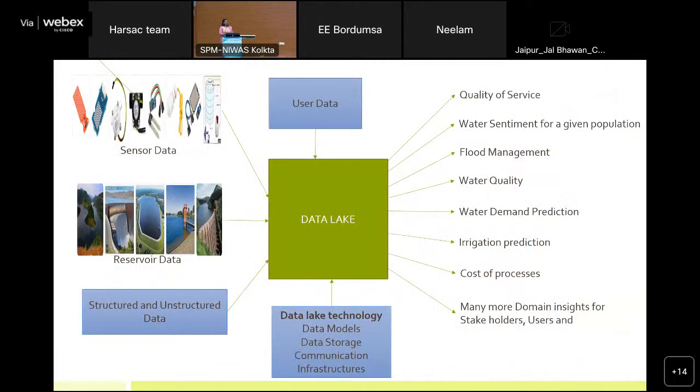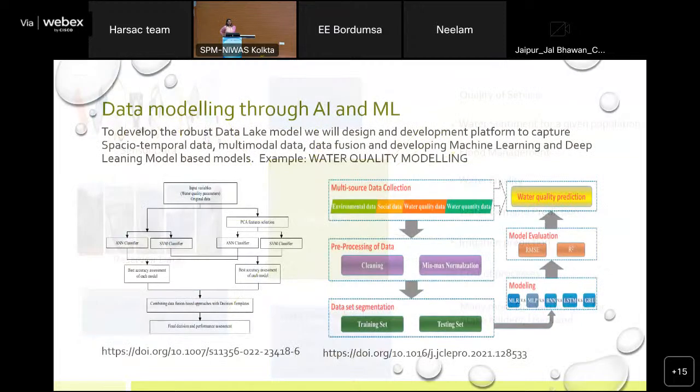To simplify this, this shows the different types of data that can come into the data lake and what we can give. Quality of service, flood management, water quality, whatever is the requirement of different agencies can be maintained through a data lake. Here we can see that multi-source data collection has already been done. Pre-processing of data, data segmentation, and the AI part is still remaining, where we can contribute in the analytics.